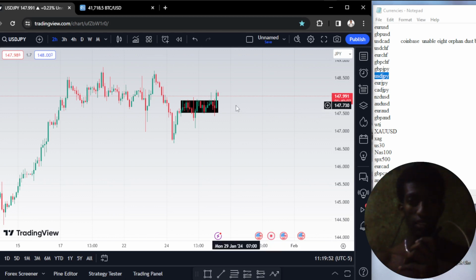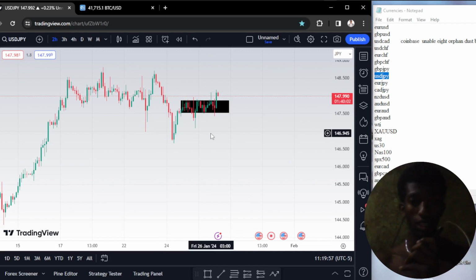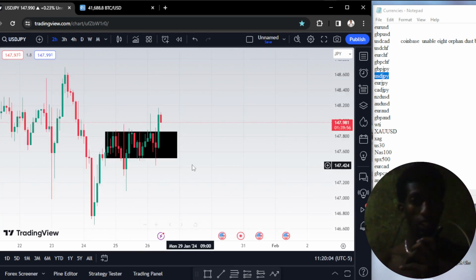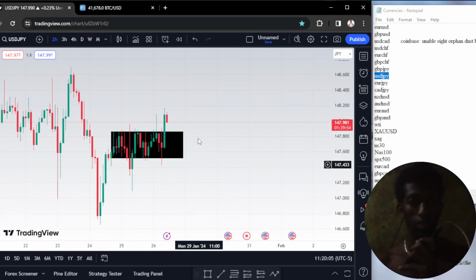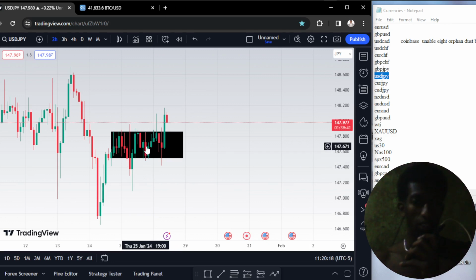As you can see, dollar yen has broken out of the consolidation, making a single fake out. So this is a nice buy. This was a nice buy. If we had seen this thing, this could have been a nice buy. This is because this is a single fake out.